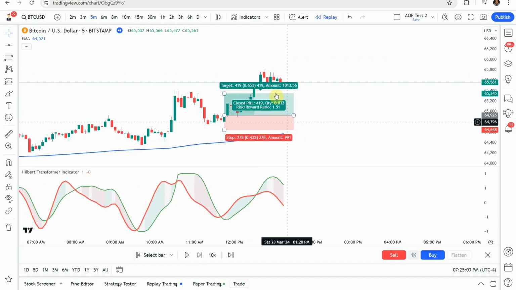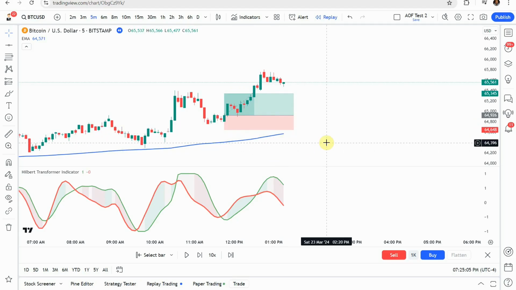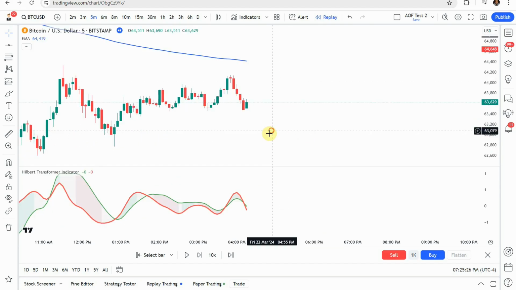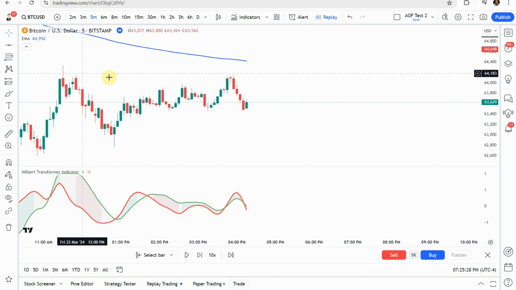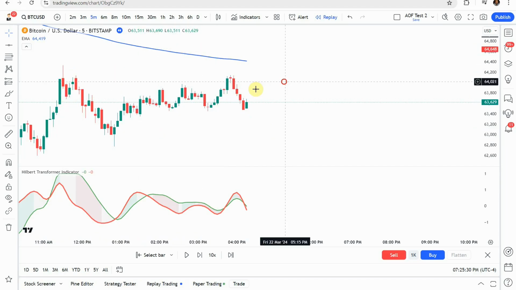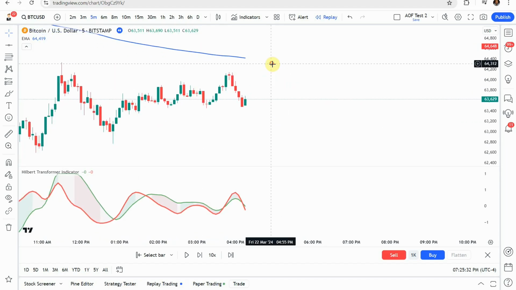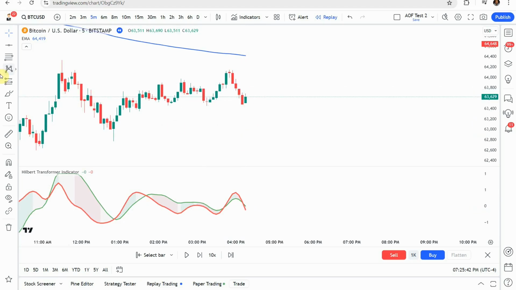You can see a really nice steady climb, getting us to our take profit pretty easy. And for a short trade, what we're looking for is price action to be trading below the moving average, below the EMA, and then we are looking for when the Hilbert red line crosses down below the green line. And you can see that it does that right here. And so when that lines up, that'll be your signal to enter into a short.